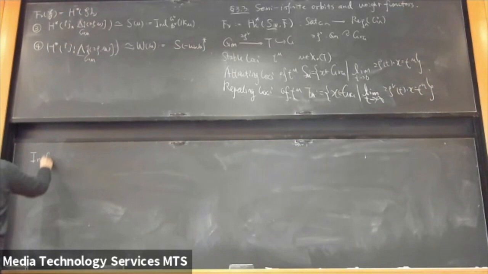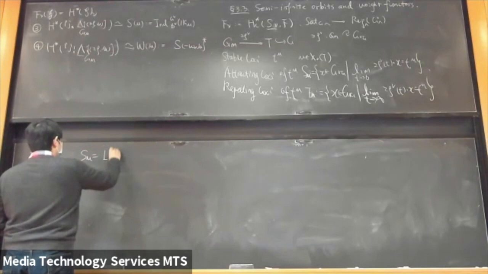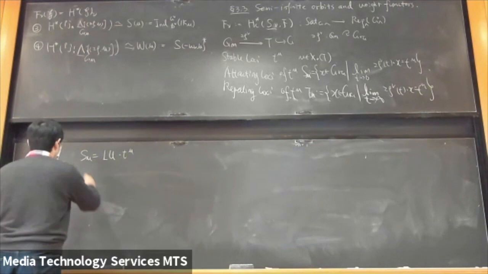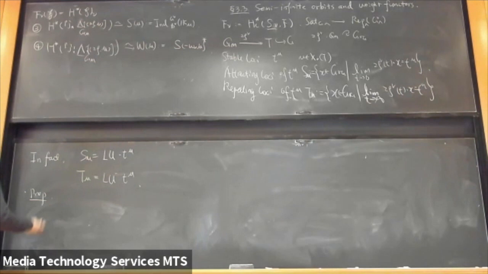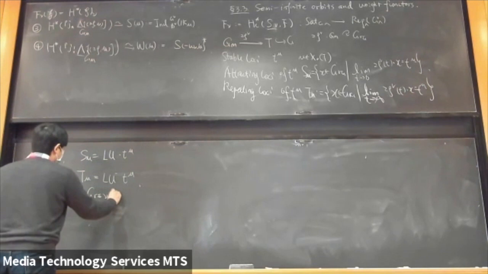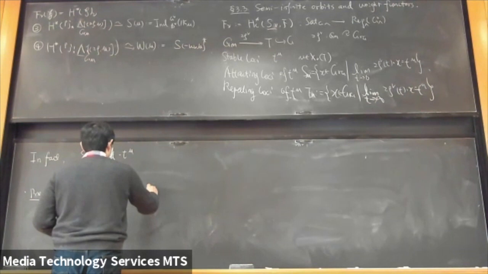S of mu is the orbit of T of mu under alpha u, where u is the unipotent radical, and T of mu is the orbit of alpha u. Opposite. Okay. So alpha S of mu intersected with the Schur variety Gr less than or equal to mu is not empty if T mu is contained in Gr less than or equal to mu.